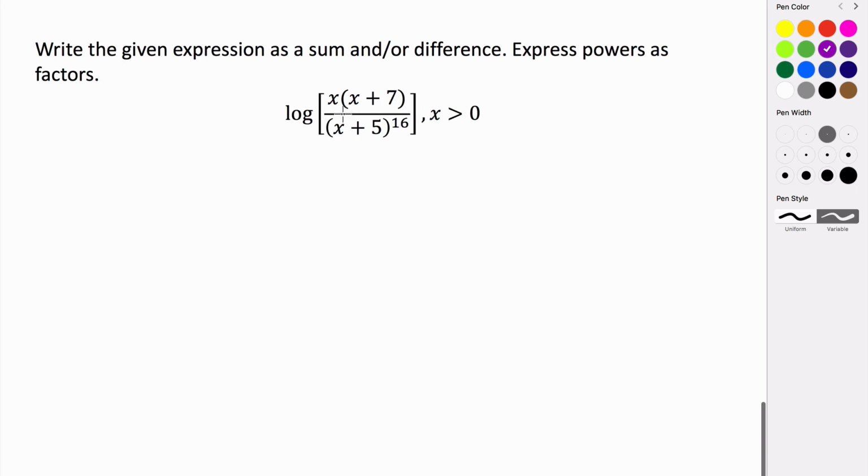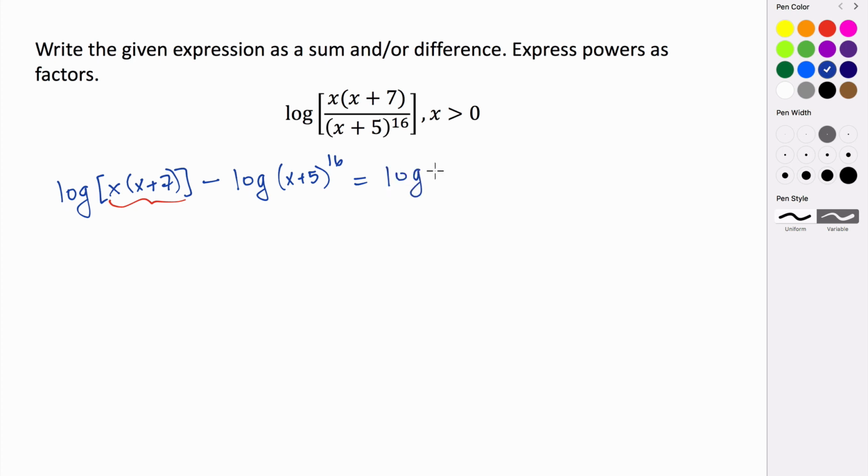So first let's do the difference. Let's break this quotient up into a difference. So this is log of the numerator, which becomes the first value in our difference, x times the quantity x plus 7, and then minus the log of our denominator, x plus 5 to the 16th. Now we have a product in this first log, which means we can break it up using the product property. That can be broken up into the sum of two logs: log of x plus log of the quantity x plus 7.